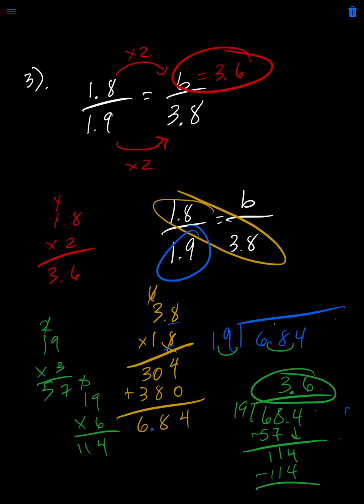Then we'll multiply by 6. 19 times 6. That's 114. There we go. Yeah, perfect. So just like that, bam, my answer is set as 3.6.